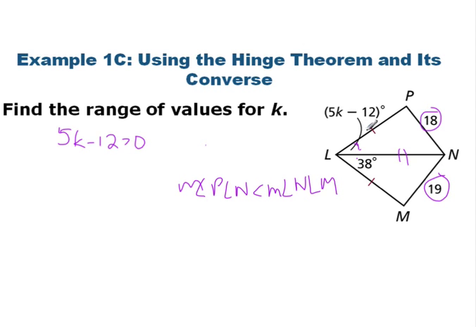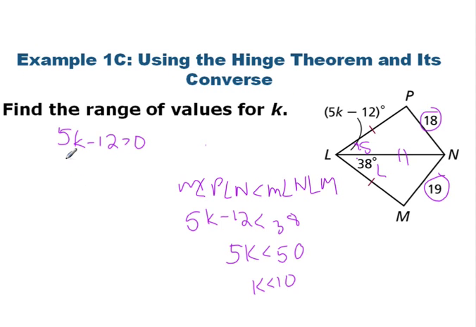Okay, so this is my smaller angle. This is the larger one. So I then know that 5K minus 12 has to be less than 38. So I solved both of these inequalities to find the range of values that would allow this triangle to exist the way it does. So we'll add 12 to both sides. 5K is less than 50, so K has to be less than 10.